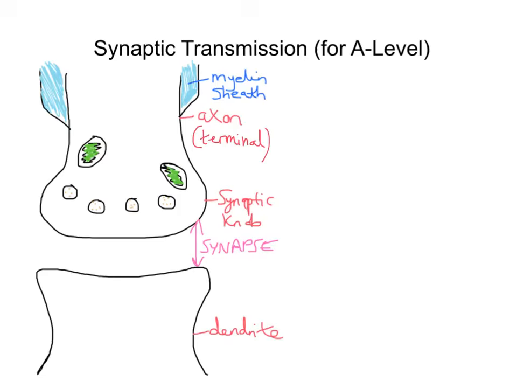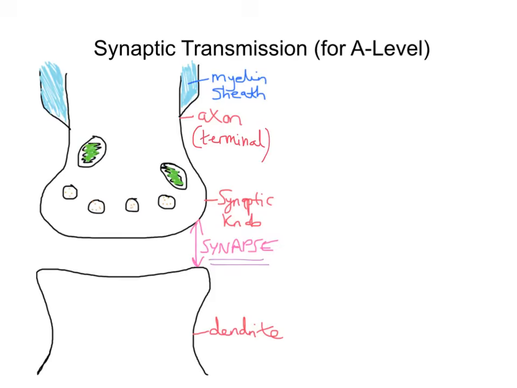Then we have a gap. Now that gap is known as the synapse, or sometimes referred to as the synaptic cleft. And then you can see it's making a connection with a dendrite. That's the top of another neuron. So an axon terminal makes a connection with the dendrite.